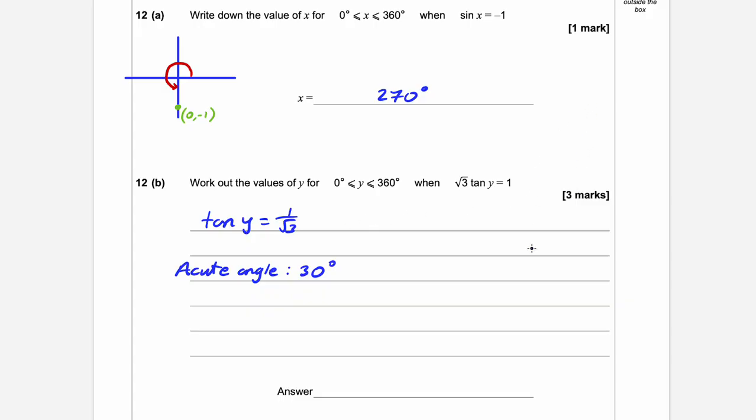Okay, then we go to our CAST diagram here. And I know the tan of y is positive. So in our CAST, it's in this quadrant or this quadrant. This one is 30, and then this one is 180 plus 30. So my two answers are going to be 30 degrees and 210 degrees, which is 180 plus 30.